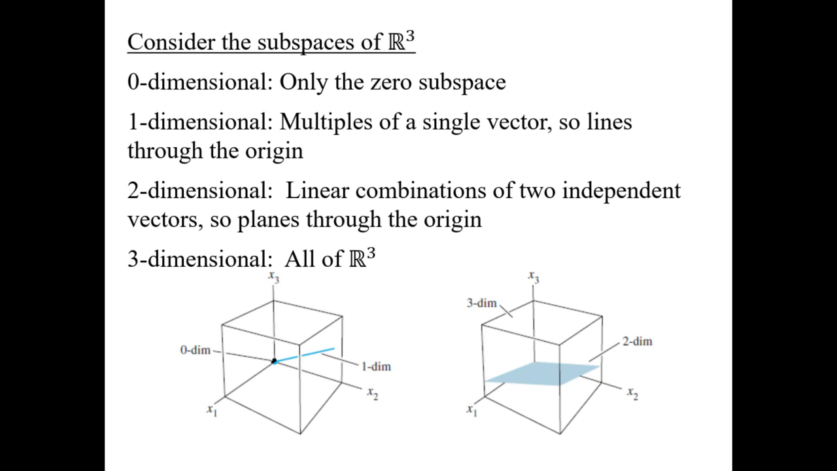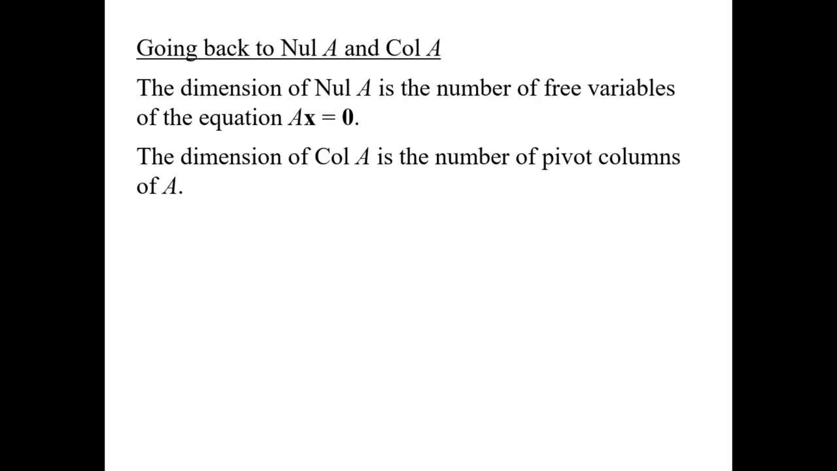A 2-dimensional subspace would be a linear combination of 2 independent vectors. So it would be planes through the origin. We saw that earlier. And then of course any 3-dimensional subspace would be isomorphic to R3 itself, all of space. Okay, let's go back to the null space and the column space for a minute here. So notice that the dimension of the null space, remember the null space is a vector space, column space is a vector space. The dimension of the null space of A would be the number of free variables in the equation AX equals 0.